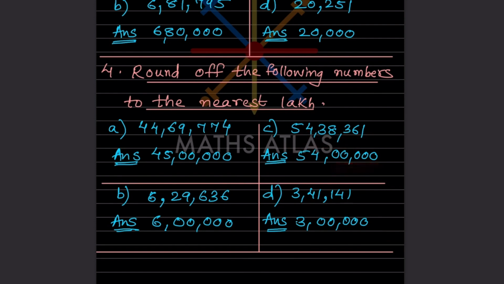Ones, tens, hundreds, thousands, 10,000, and this is lakh. So we have to concentrate on 3 because it is the nearest lakh. Then the next number, on the 10,000 place, we concentrate on that. That is 4. 4 means it is less than 5. So 3 remains the same, and here we are going to put the zeros. So I think this is clear to you for the rounding part.